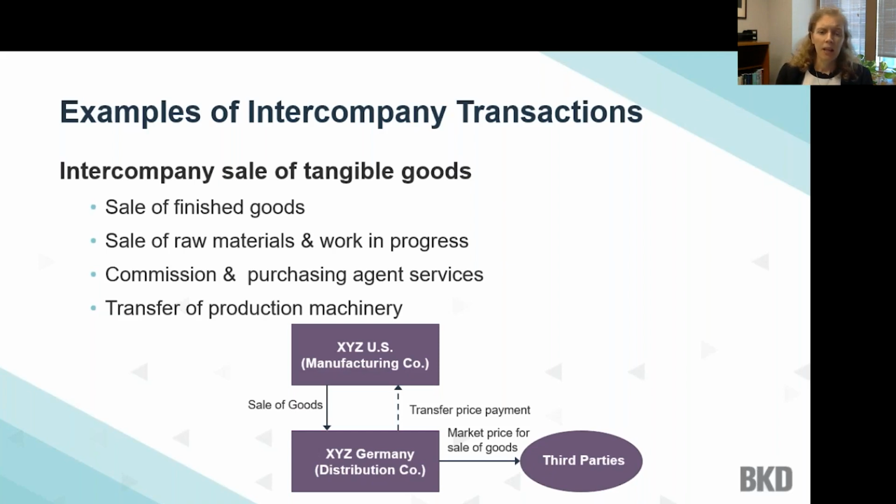So using the entities that are up on the screen, XYZ US wants to send some tool and die to XYZ Germany because Germany is going to start doing some of its own manufacturing. Well, the US can't really just give that equipment to Germany. There has to be some kind of price that they're paying for it. Because in a third party to third party situation, one third party is just not going to give valuable tool and die equipment to another third party for free. They're going to expect some kind of compensation, and that compensation is what a transfer pricing analysis would determine.